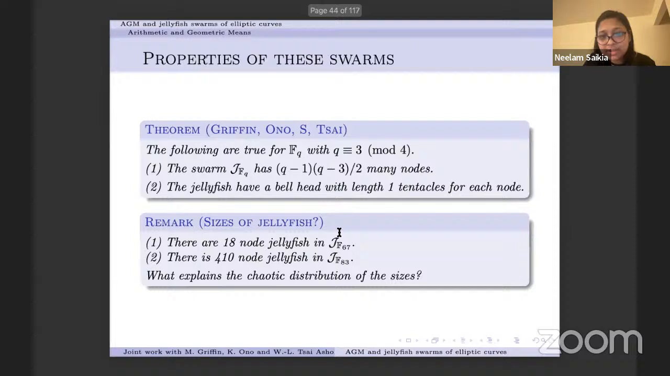So that's how this stuff is quite surprising. It would be interesting if we could see some kind of distribution, like the behavior of the number of nodes in a jellyfish. Interesting in future if we can study those.